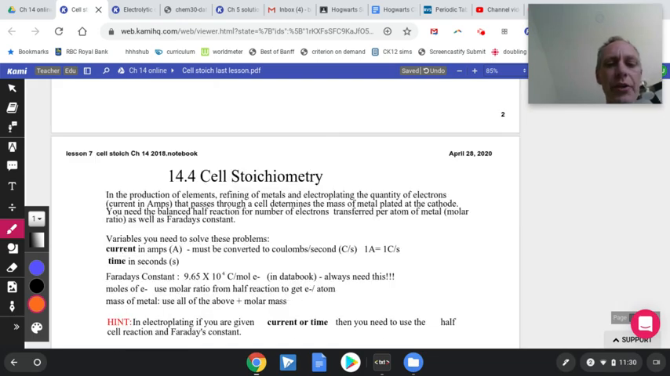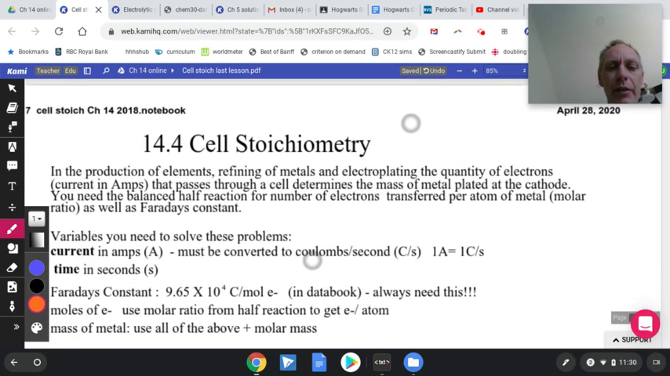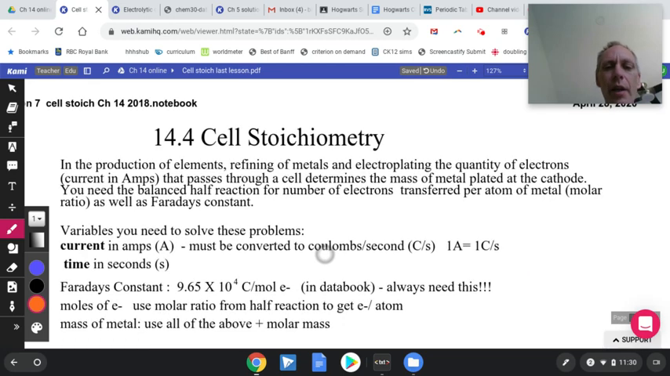All right. In the production of elements, refining of metals, and electroplating, it really is the quantity of electrons, which is from your amps, that determines the mass of metal that's plated at the cathode. Remember, it's always the cathode where you're hanging your base metal to get it plated. So in these cell stoich questions, you need to have a balanced half reaction for the cathode, usually the cathode, sometimes the anode, but the question will tell you.